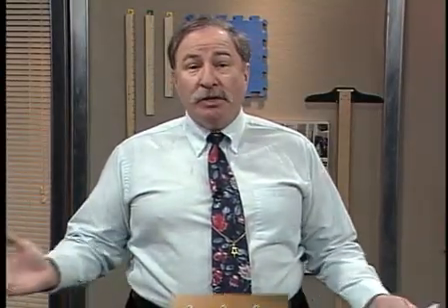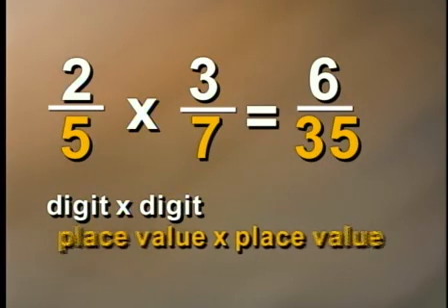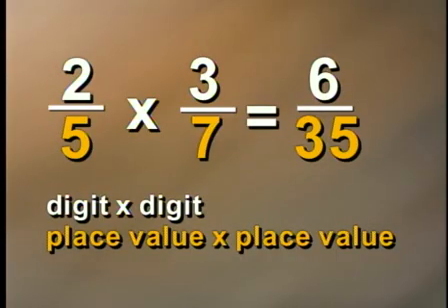Hopefully you remember that in lesson 1 we said that in multiplication, we always multiply digit times digit and place value times place value. And when we learned about fractions, we said that the denominator was the place value and the numerator was the digit. So as the visual shows, it makes sense that we multiply 2 times 3 to get 6, and 5 times 7 to get 35, because we multiply digit times digit and place value times place value. Thus, when the question was asked before, 2 times 3 is 6, in what place value? You put the 6 here, the 6 is in the 35th place, 6/35.